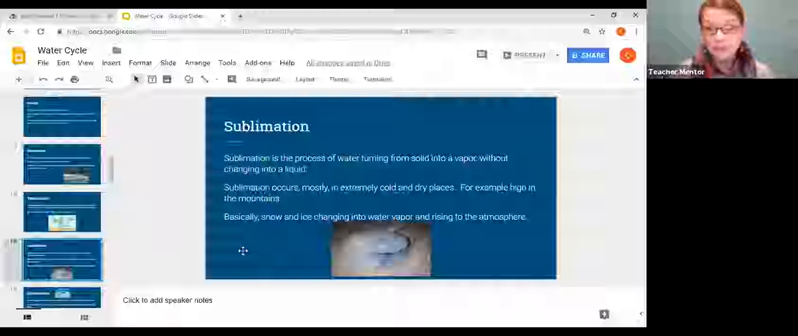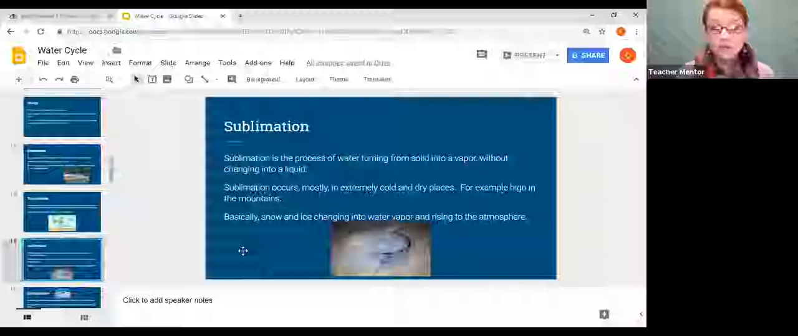Okay, sublimation is also a phase change or a state change. So this is very interesting. Sublimation is the process of water turning from a solid into a vapor without first changing to a liquid. So a lot of times scientists will use dry ice to create this effect, okay? Because dry ice is a solid, and then when energy is added, it will quickly change into a vapor.